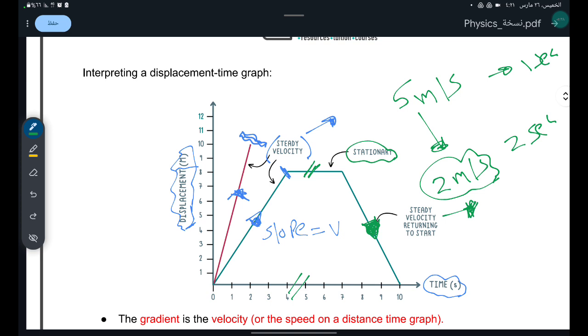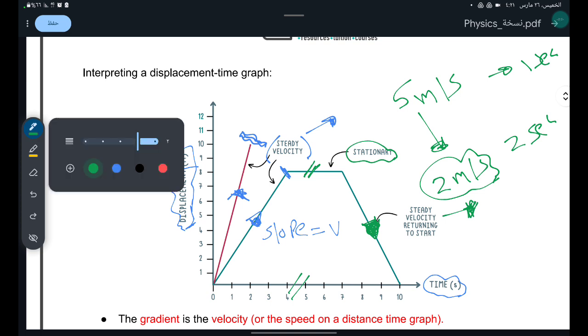A straight line going up represents a steady velocity, and a straight line going down represents a steady velocity returning to start.